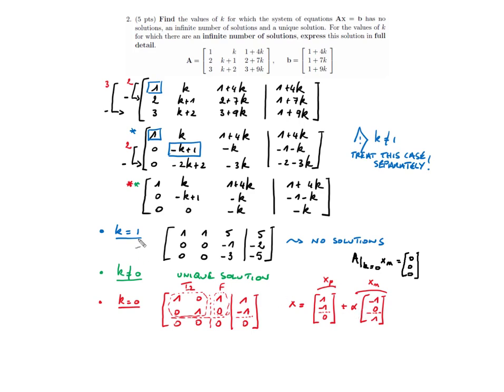So here we have the three cases. K is equal to 1, no solutions. K different from 0 and different from 1, of course, unique solution, so we better add that here. Unique solution, and when k is equal to 0, we have an infinite number of solutions, and we have expressed the solution in full detail. This concludes the second exercise, the second question.